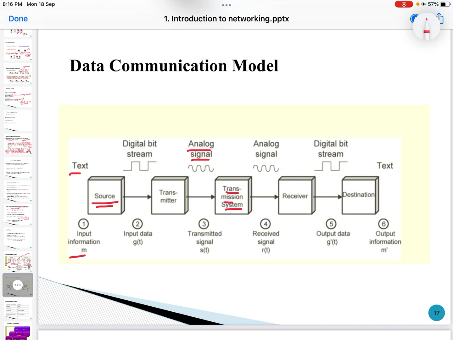the transmission system. The transmission system will again send the message in the form of analog signal. The receiver will interpret that message, convert that message from the analog signal to the digital bit stream and send it to the destination computer. The destination computer will produce the output of text.